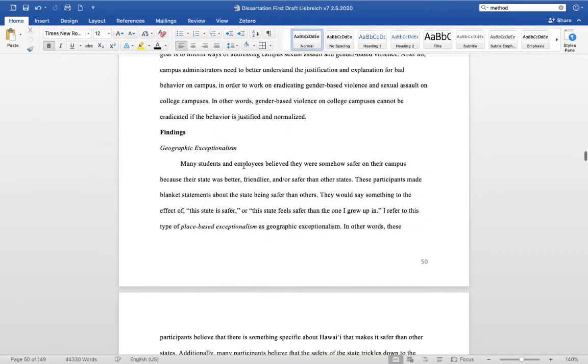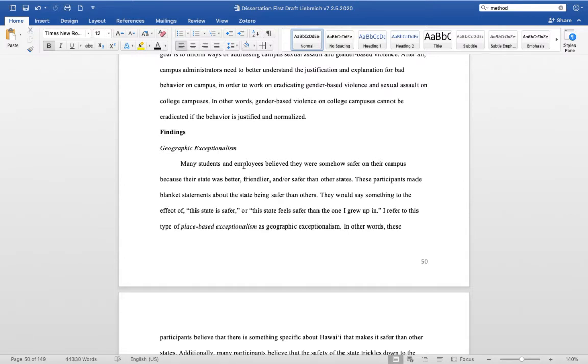Now, because this is a chapter in my dissertation, I actually don't have a method section in this chapter, but the next thing that you would want to include is your method section. I don't have a method section in this chapter because I have an entire chapter on my methodology in my dissertation. But typically, that's the next thing you'll see in a scholarly paper after the literature review.